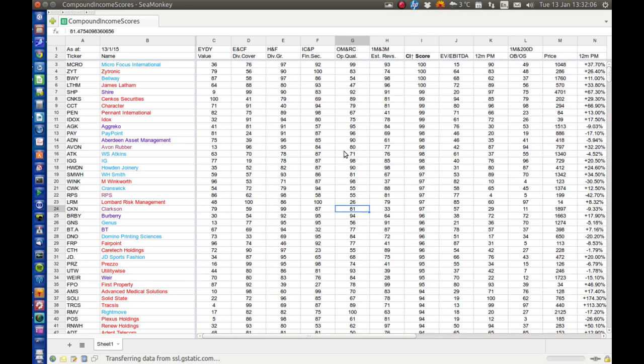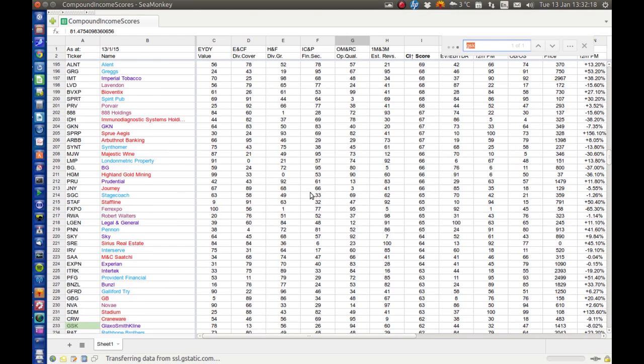If you want to find an individual stock, you're wondering, well, how's Glaxo scoring at the moment? If you're on a computer, you can hold down the control button, then press F, and that brings up a box, and it then searches for Glaxo, and there we are. You can see Glaxo's come up, and you can have a quick look at Glaxo's rating and see it scores 62 on the compound income scores.